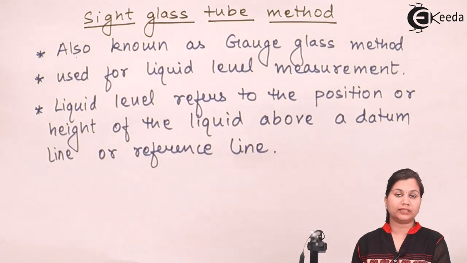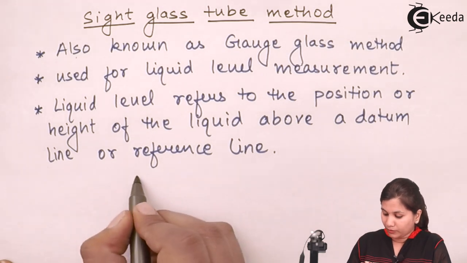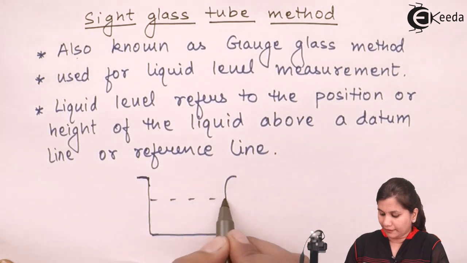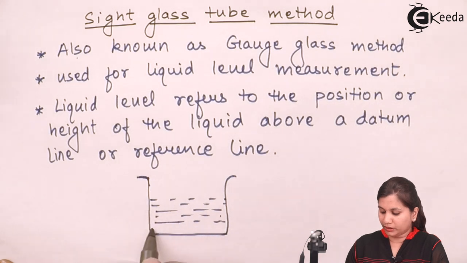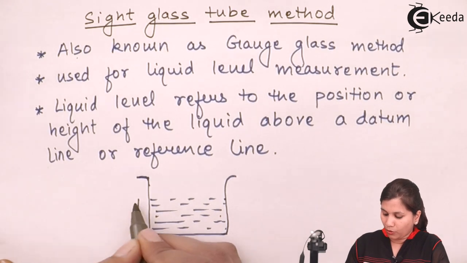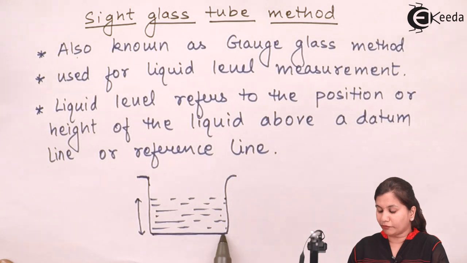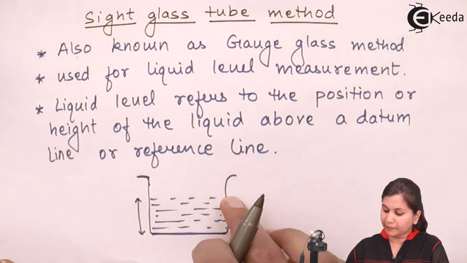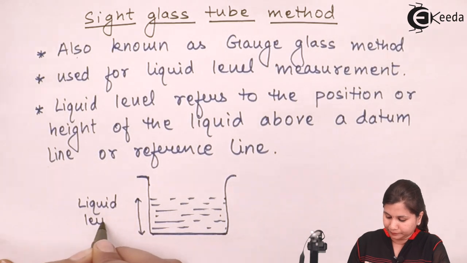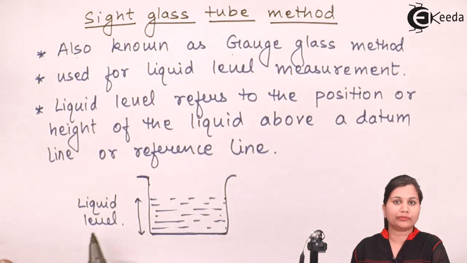So whenever we are doing the liquid level measurement, suppose that this is the container or a vessel. In this we are having the liquid. Now we want to find out the level of this liquid in this vessel or the container. So what we will know is the height or the position of the liquid above this datum line or the reference line. We are taking the bottom of the beaker as our reference line. So the height or the position of the liquid above this datum line is called the liquid level. So this sight glass tube method or gauge glass method is used for the measurement of liquid level.